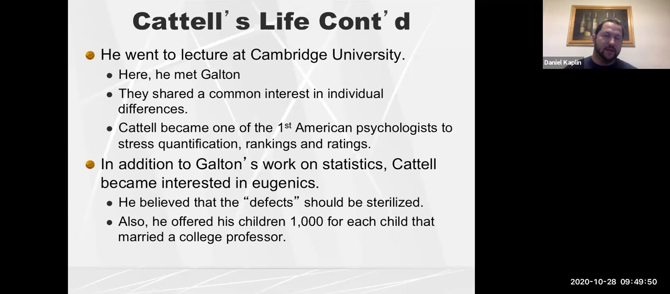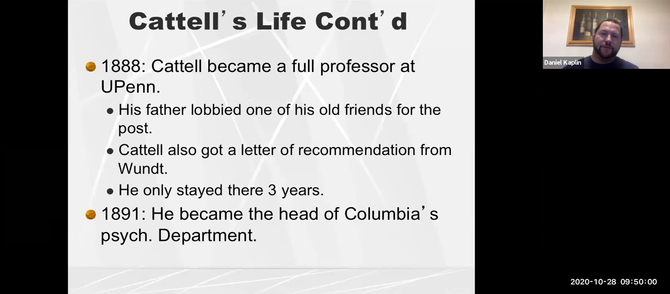And $1,000 at the turn of the last century, right? So the late 1800s, early 1900s. So he becomes a full professor at the University of Pennsylvania. So how did he get it? One of the ways that he got it was his father advocated for him. Again, he was born in Easton, Pennsylvania. So his dad had a lot of connections in Pennsylvania. He also had high recommendation letters, one of which was from Wilhelm Wundt. Right, so getting a letter from the founding father of psychology carries a lot of weight.